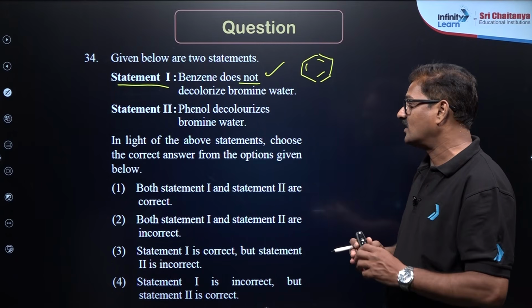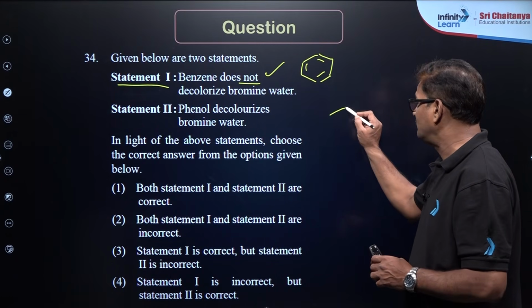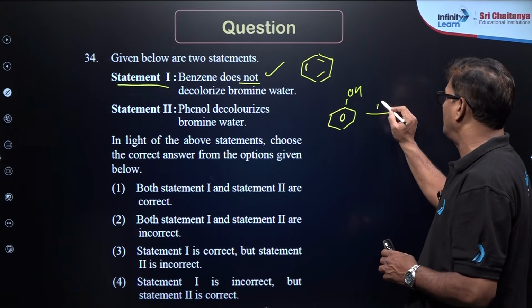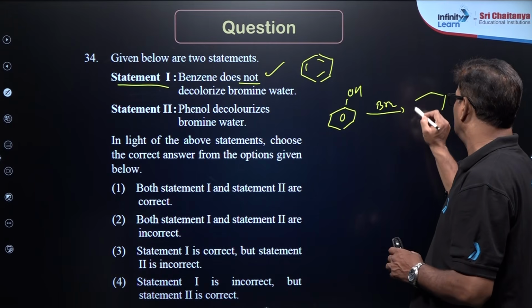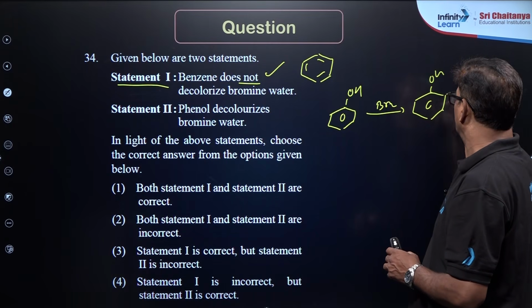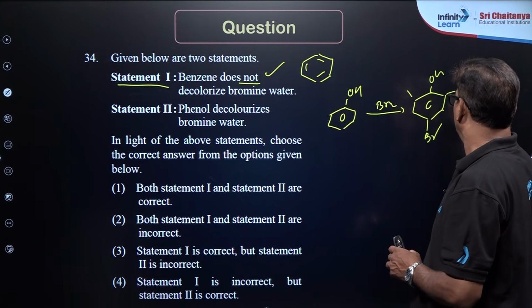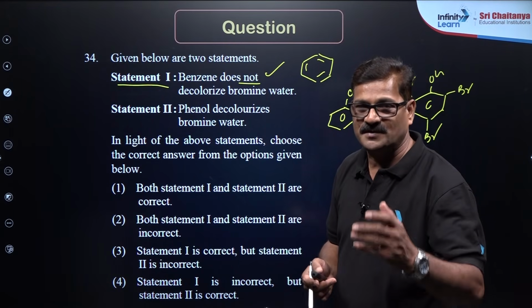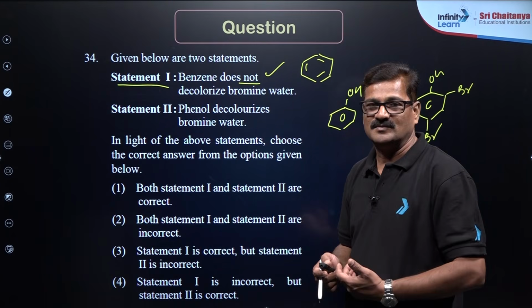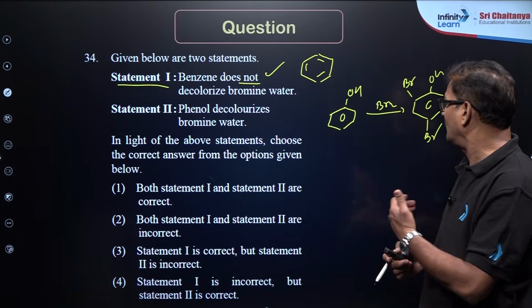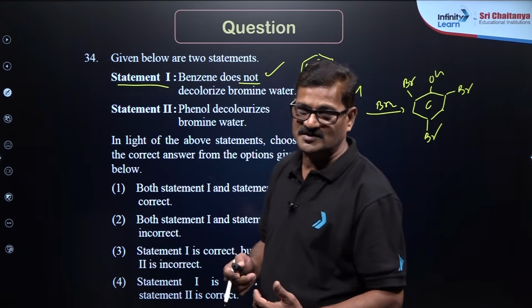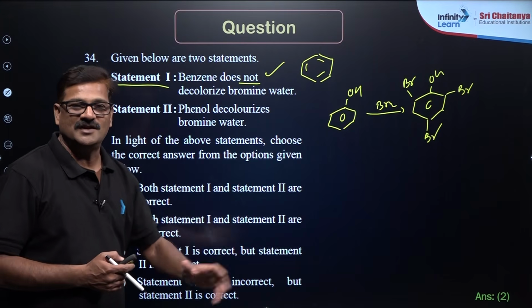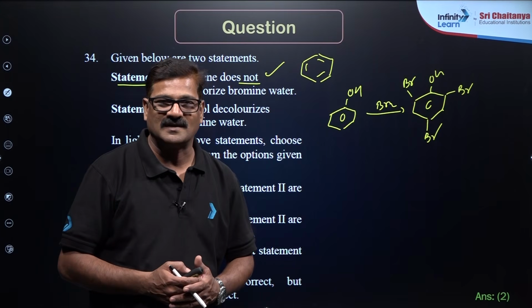And phenol decolorizes bromine water. Yes, phenol decolorizes bromine water. This is your phenol. When you add Br2, you are going to get tribromophenol, which is a white precipitate. You can use this as a test for phenol. The bromine is decolorized and it forms a precipitate. Both statements are correct, so option 2 is the correct answer for this question.